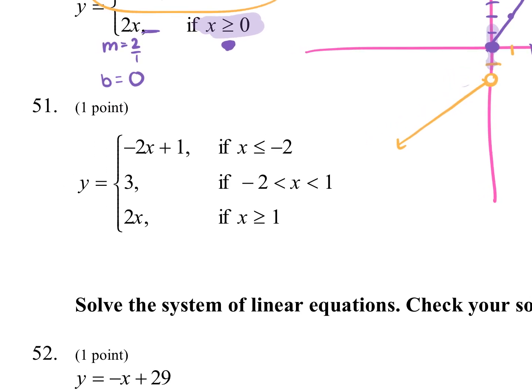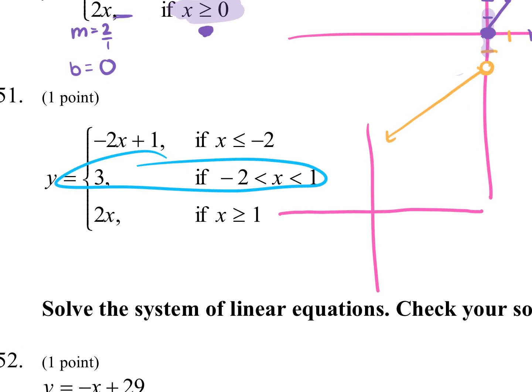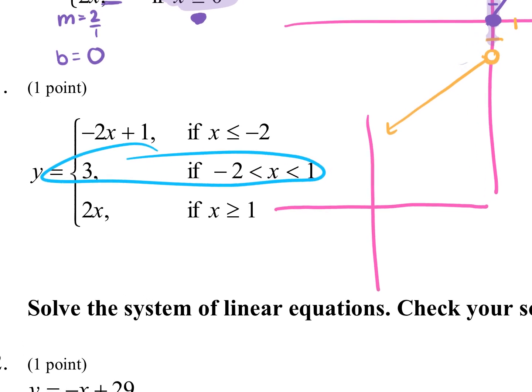51 is super similar, but I do want to graph the middle piece. So I'm not going to graph the whole thing just so we can get through the review, but I want to graph the middle one here. What do I know if I just have a number? What type of line is it going to be? It's going to be constant. A constant line, which is just a horizontal line. So where would I put that horizontal line? 3. My b here is 3. So I'd put a point at 3. So I'd put a line that goes through 3.